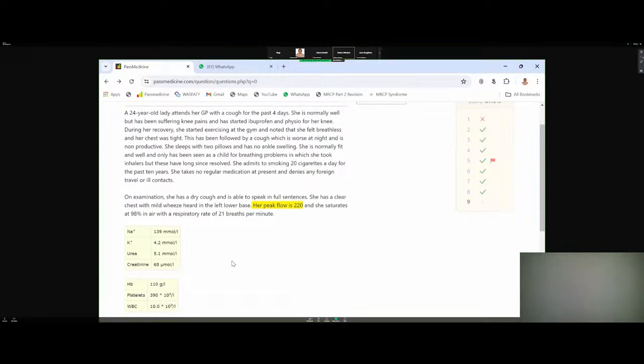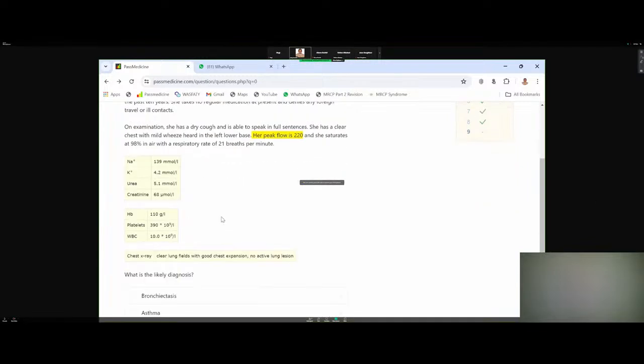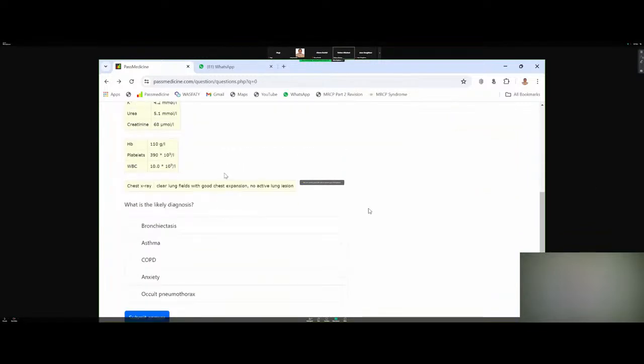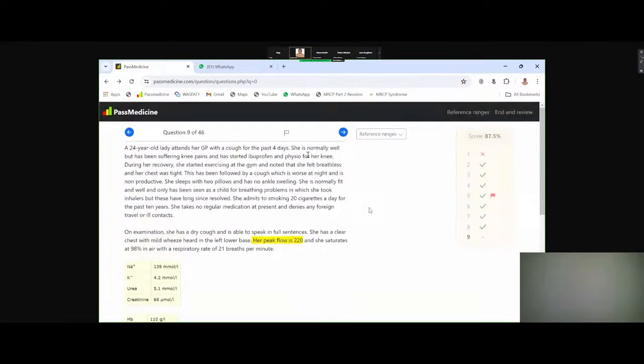Is it rheumatoid, Dr. Tarek, with lung involvement? I said maybe it is rheumatoid lung involvement. No, there is no history of rheumatoid here. She is normally well, with some knee pain, physiotherapy for the knee, and breathlessness. Her chest was tight, but not small joints. This is not rheumatoid here.